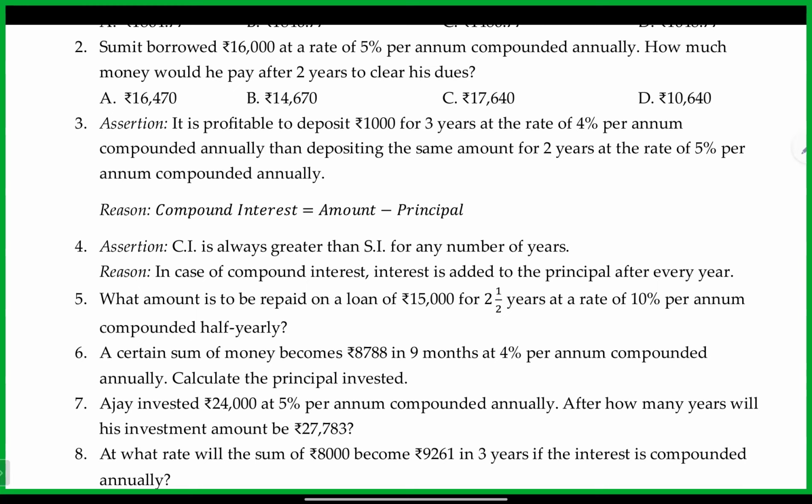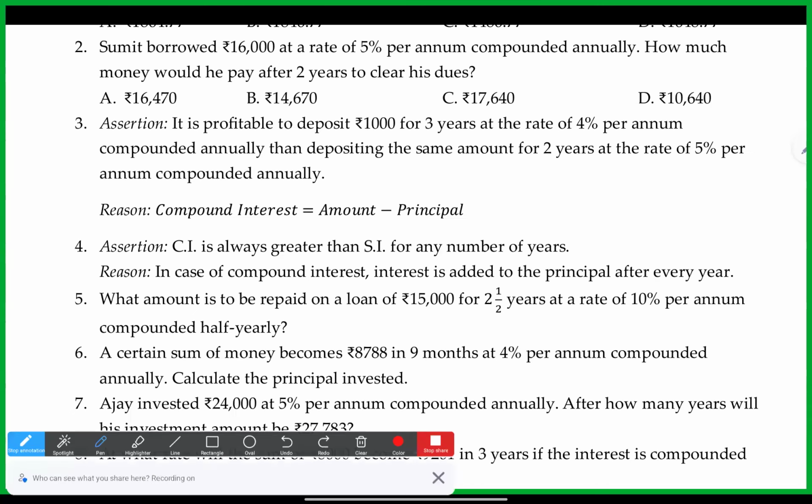Sumit borrowed 16,000 rupees at a rate of 5 percent per annum, compounded annually. How much money would he pay after 2 years to clear his dues? So they said that Sumit borrowed 16,000 rupees, which is the starting value, which we'll call the principal.